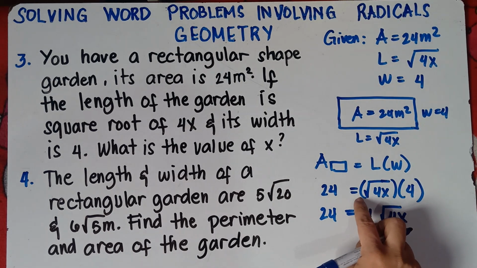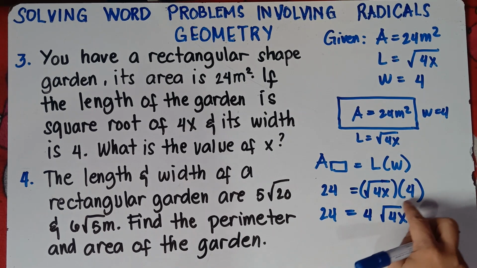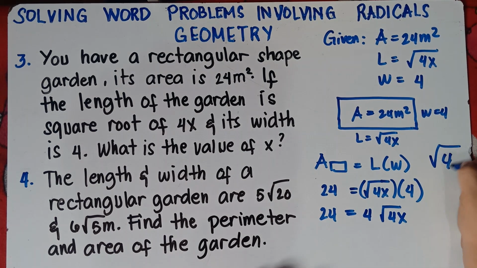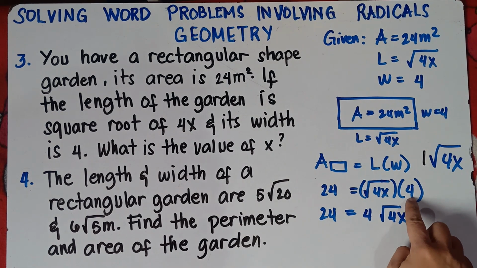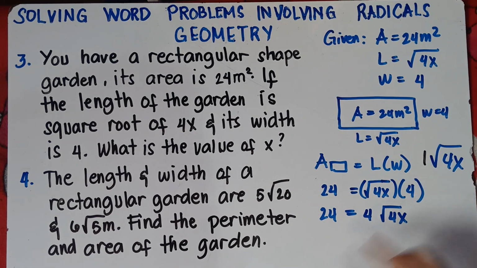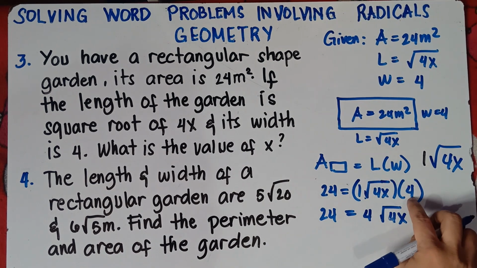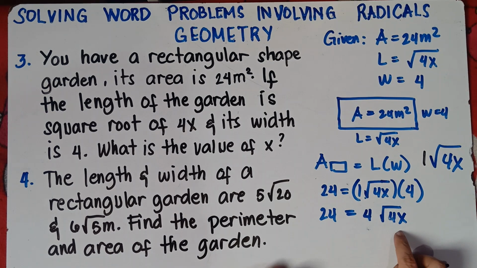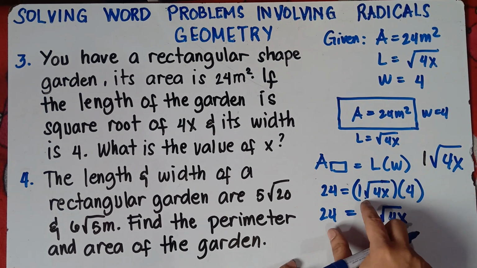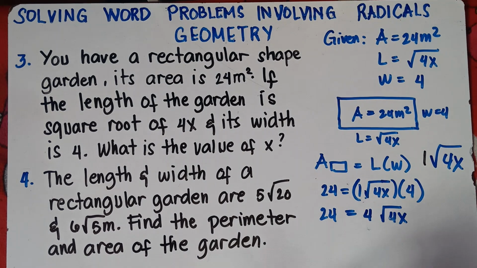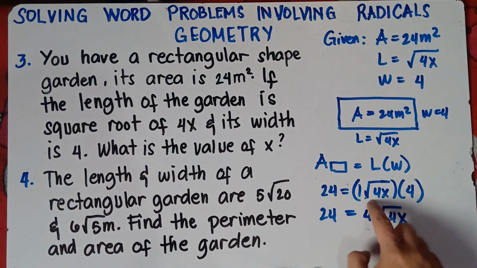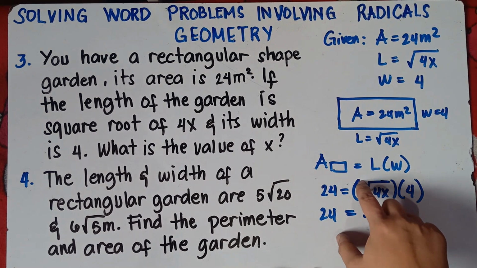Understand that there's a 1 outside the radical symbol. So that would be 4 times 1 outside the radical symbol. I hope you understand this one. Then 4 times 1 is 4, then simply copy square root of 4x. So that's why you have 4 square root of 4x. I hope you're not confused, class. There's a 1 outside the radical symbol. When you multiply this, the answer is 4 square root of 4x.